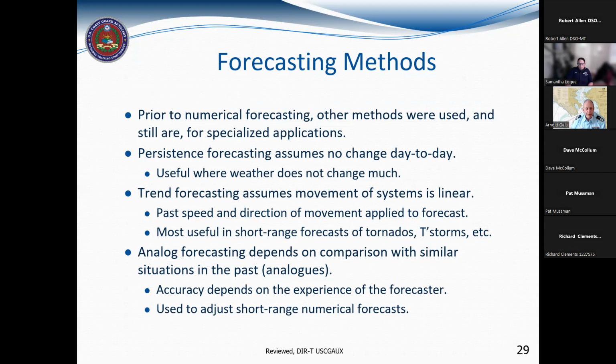Then there's analog forecasting that depends on a comparison with similar situations in the past, or so-called analogs, or previously called analogy forecasting. And again, this is more pattern-based. Its accuracy depends on really the experience of the forecaster, and you basically use it to adjust the shorter range numerical forecasts.